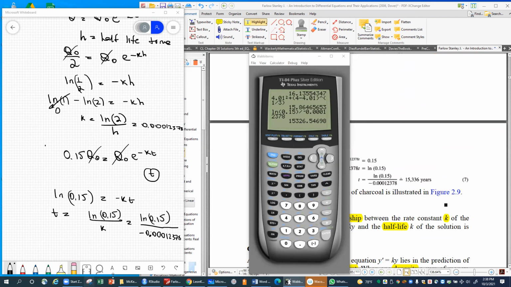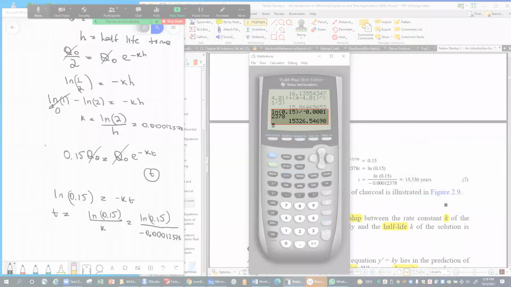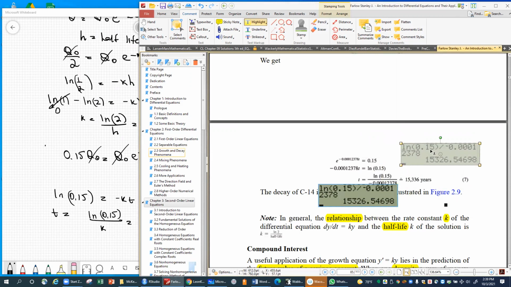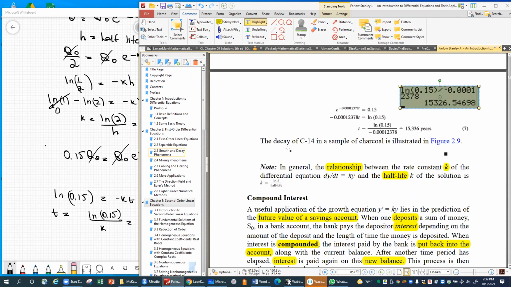So let's bring this up as a picture. Any questions? And that's a general relationship: log 2 divided by half-life gives you k. For most standard radioactive materials, half-life is well known, so you can use it.